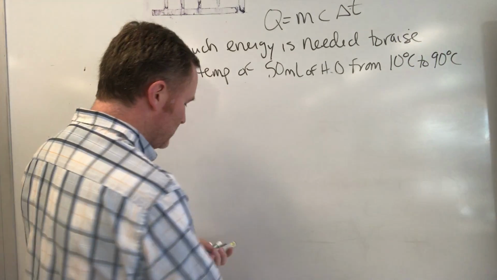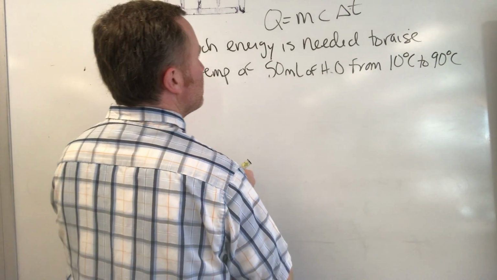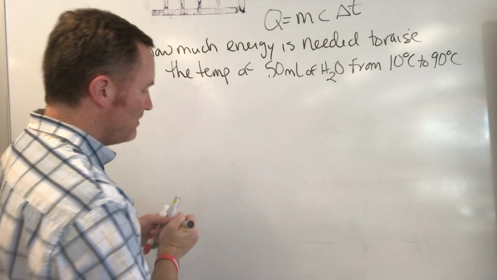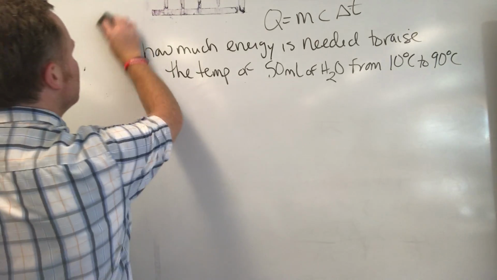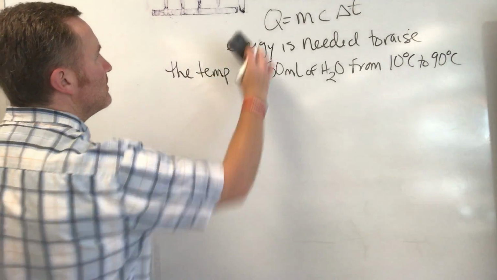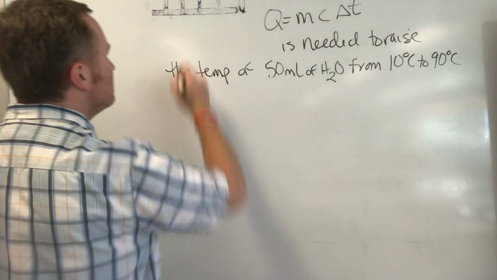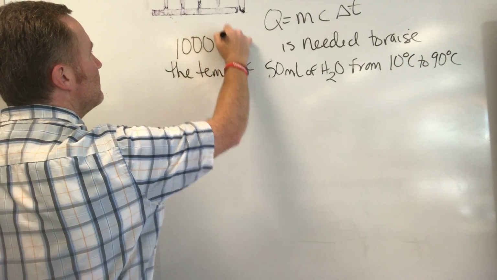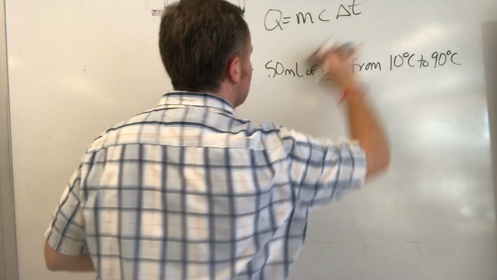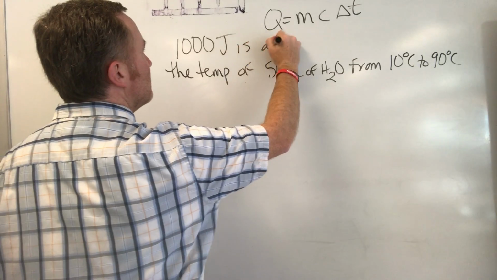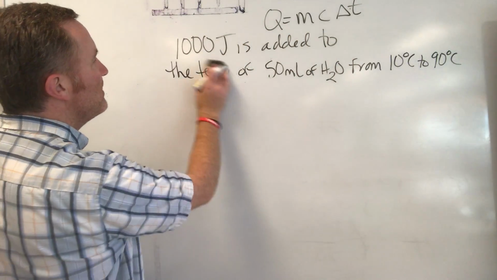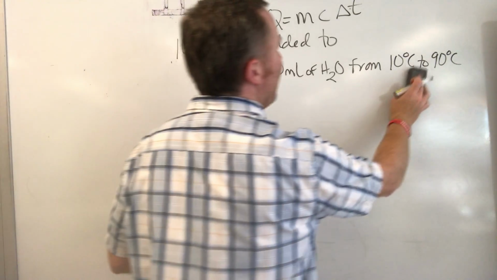And so I'm going to use these similar numbers. How much energy is needed to raise the temperature of water? Let me see. We're going to change this. So we have, let's say, 1,000 joules is added. Okay, so 1,000 joules added to 50 milliliters of water at 10 degrees.